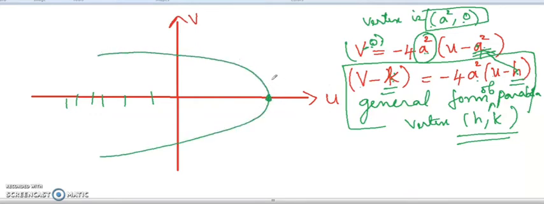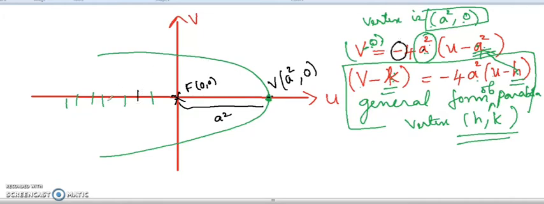This is the vertex point, a square comma 0, and this distance is a square, right? The focus is at a distance a square. So this point is the focus, because the focus is at a distance a square from the vertex. Also, this negative sign means that it is open towards the negative side of u axis, right?